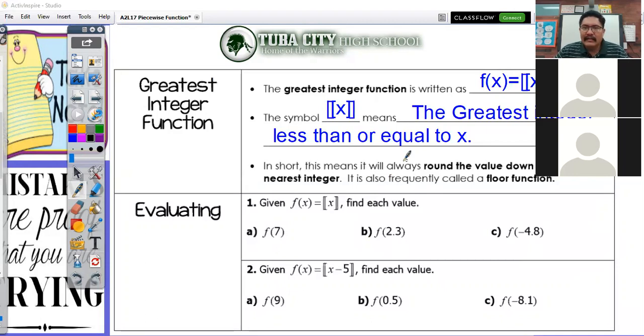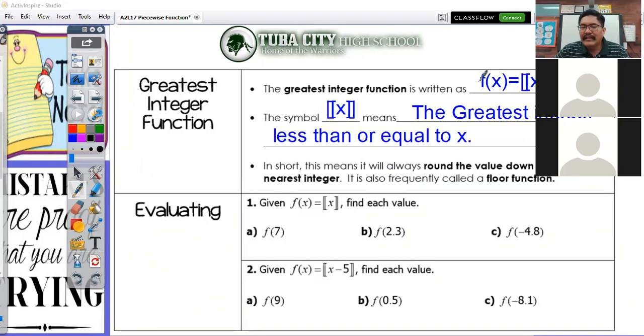Anyway, so we write it like this: f of x equals, and we have this double bar bracket here. And that just means, again, that essentially it's like a rounding down symbol. I mean, if you had like $1.05, and you wanted to buy the sandwich, they probably still wouldn't sell it to you. They'd probably say, nope, $1.08, and that's it. Take it or leave it.